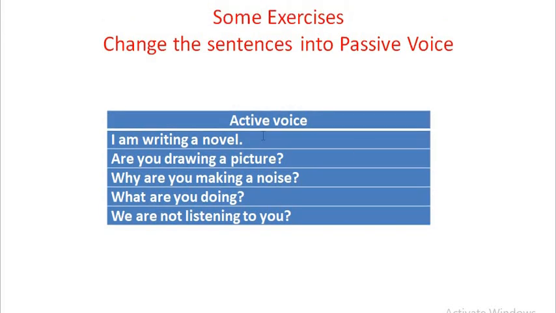After this, you can see these. You have to change them into passive voice, and all these sentences are in present continuous tense. I'm writing a novel. Are you drawing a picture? Why are you making a noise? What are you doing? We are not listening to you. So these sentences are in present continuous tense. You have to change these present continuous sentences into passive voice.